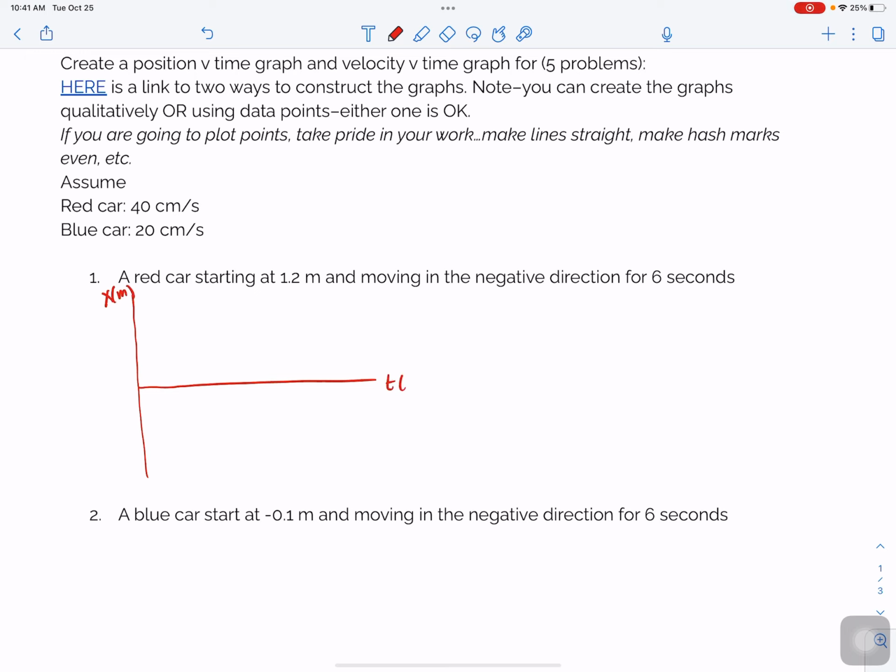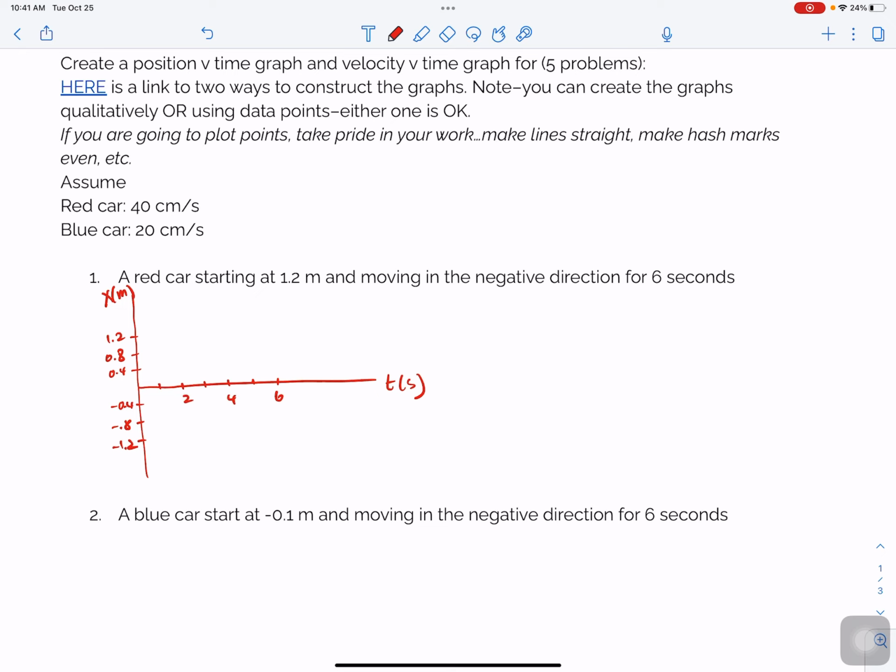So we've got time and position, and because the red car I'm going to say is moving at 40 centimeters per second, that's how I'm going to label my hash marks. So I've got 1, 2, 3, so that would be 0.4, 0.8, 1.2, and then negative 0.4, negative 0.8, and then negative 1.2, and then my seconds 1, 2, 3, 4, 5, 6. And I'm just going to label 6 and probably 2 and 4.